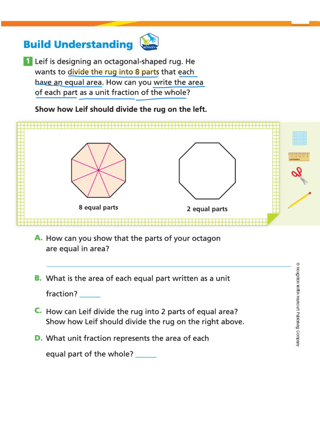Let's look at question A. How can you show that the parts of your octagon are equal in area? And we can do the same thing that we've been doing in the other lessons. We can cut out one of the pieces and double check that it is the same size and shape. So here I have one triangle, and I'm going to rotate it a little bit and then bring it in, and I notice that it is exactly the same size and shape.